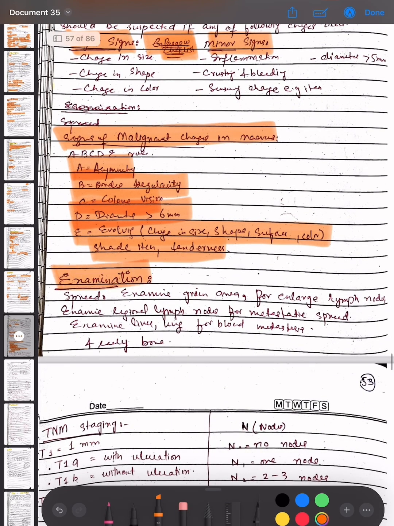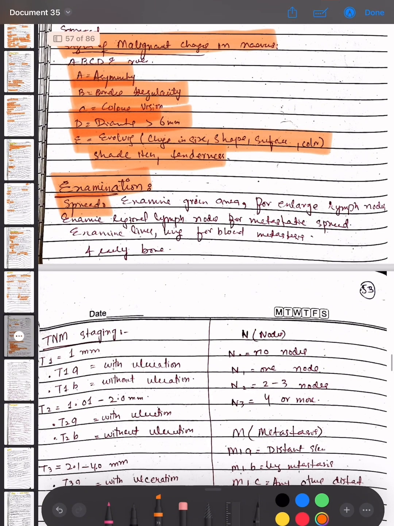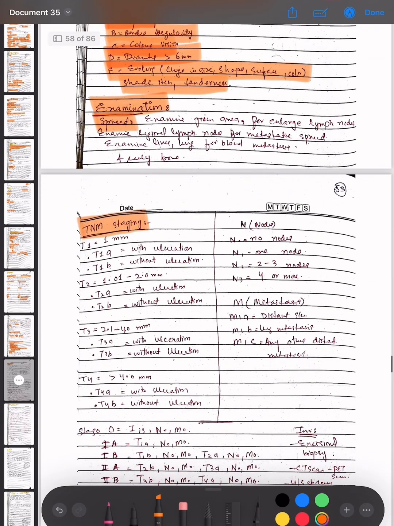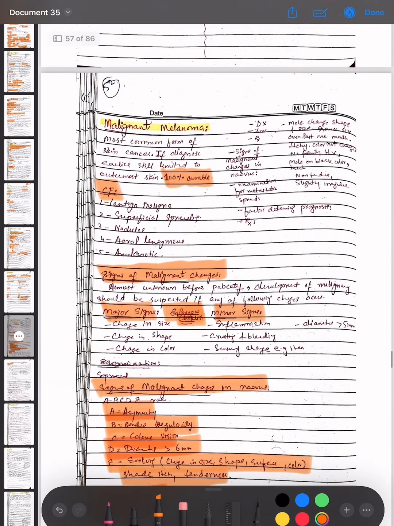First of all, examine the spread. Examine the groin area for enlarged lymph nodes, then examine regional lymph nodes for metastatic spread, then examine the liver and lung for blood metastasis, and rarely bone. These are the examinations. Then, what is the TNM staging for malignant melanoma?